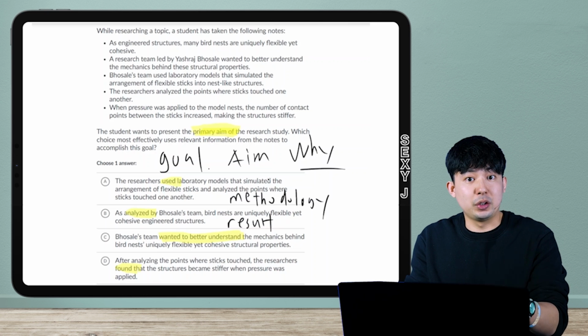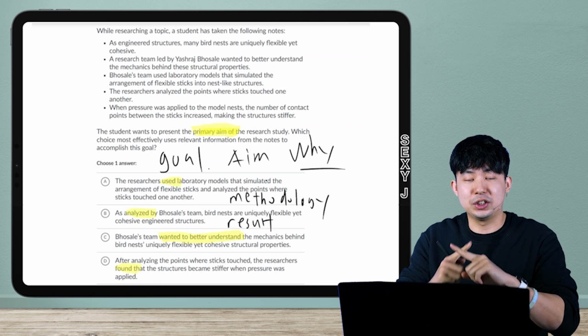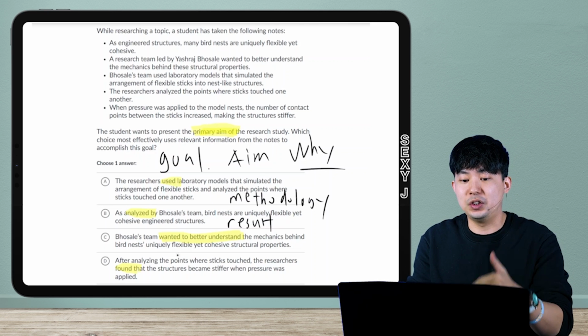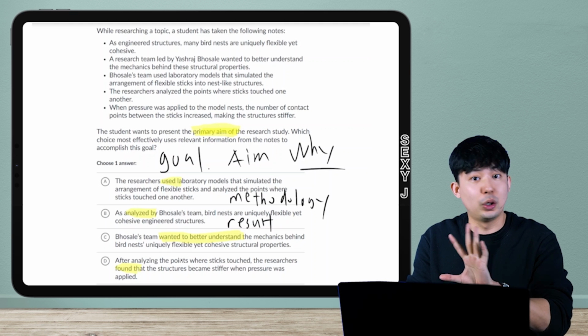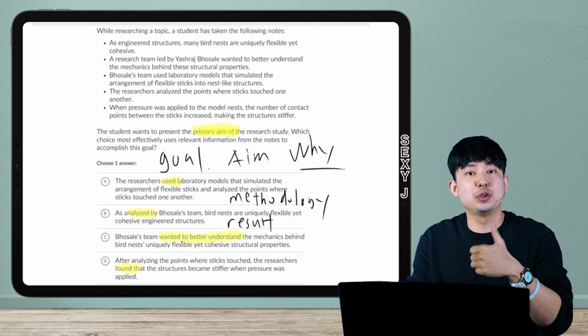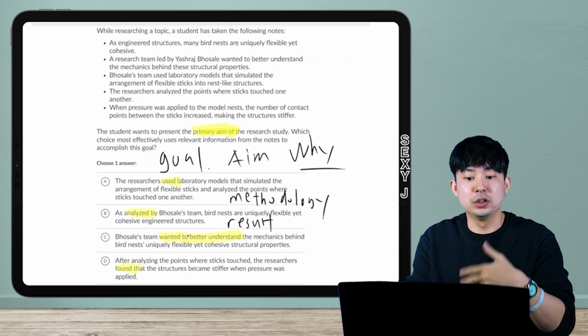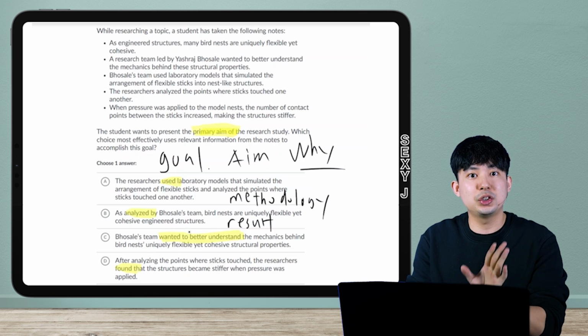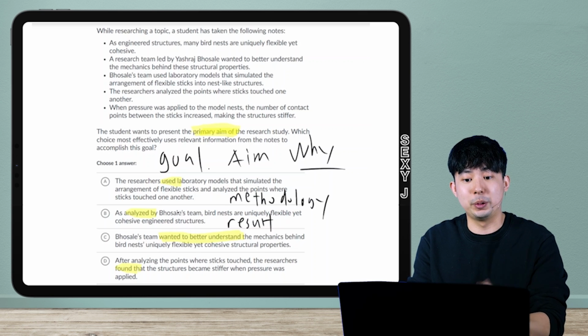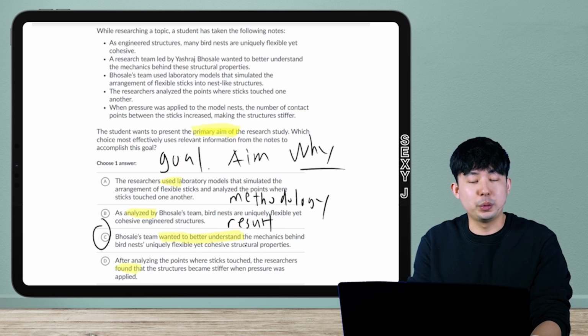A is, again, the methodology. That's just what they did. That is not the answer here. Look at B and D. That's the result. I don't want the results, okay? So when I have goal, aim, motivation, okay, that's what did they want to do before they did the experiment. It's C. They wanted to better understand.